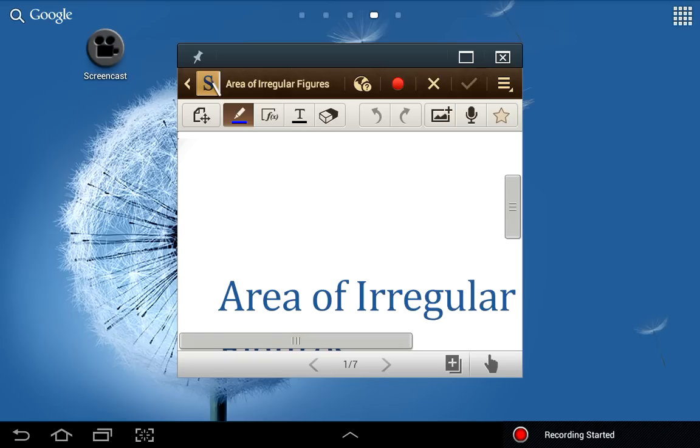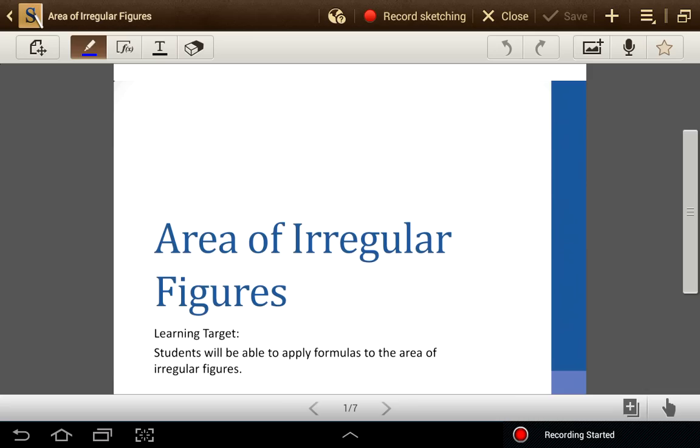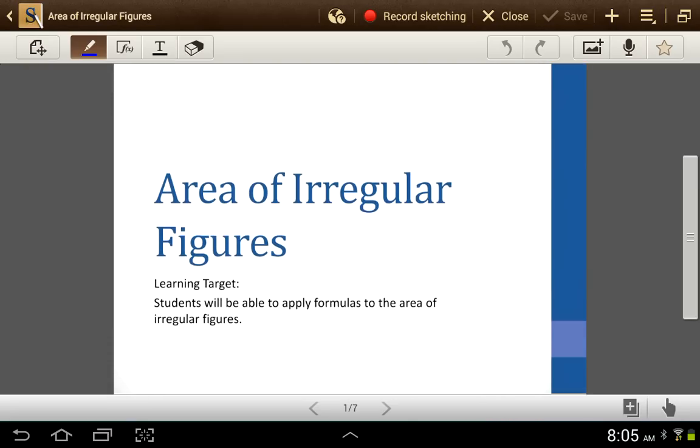Let's talk about how to find the area of irregular figures. Our learning target for today is students will be able to apply formulas to the area of irregular figures. So we're going to use all of our area formulas to find the area of our irregular figures. Okay, make sure you write down your heading. I'm going to move on to the next slide if you need to pause.